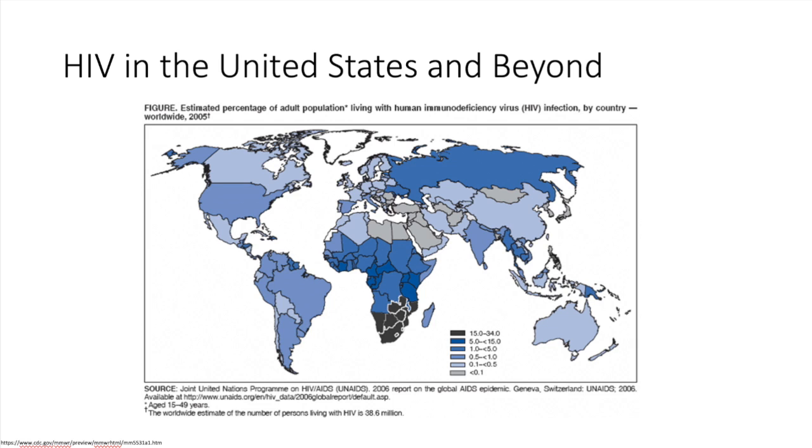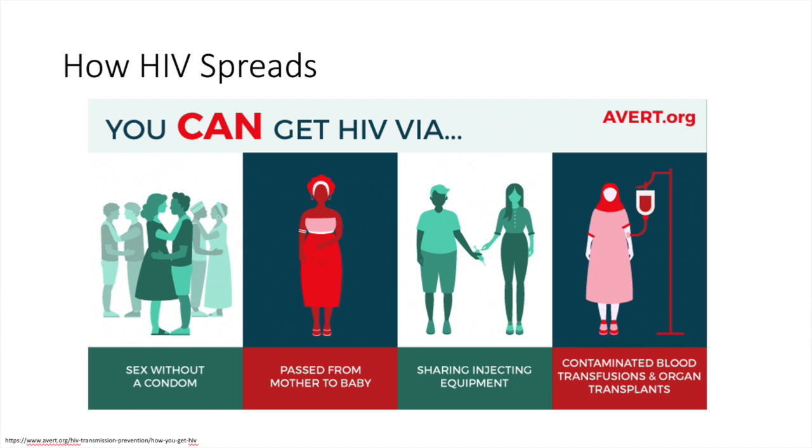The disease spread globally and is declared to be a global epidemic by the World Health Organization. To date, more than 32 million people worldwide have died from HIV.